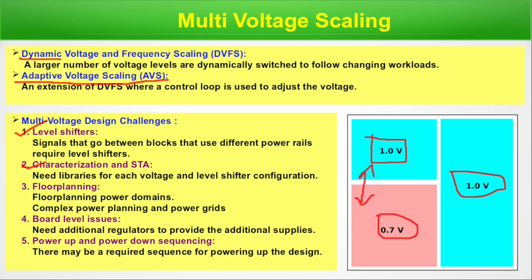Now, characterization and STA. Libraries are needed for each voltage and level shifter configuration. Multiple voltages are used, so libraries are also required for that. Floor planning, power domains, complex power planning and power grids. Power planning becomes complex because of multiple power domains and power grids. Now, board level issues need additional regulators to provide additional supplies. Power up and power down sequencing.